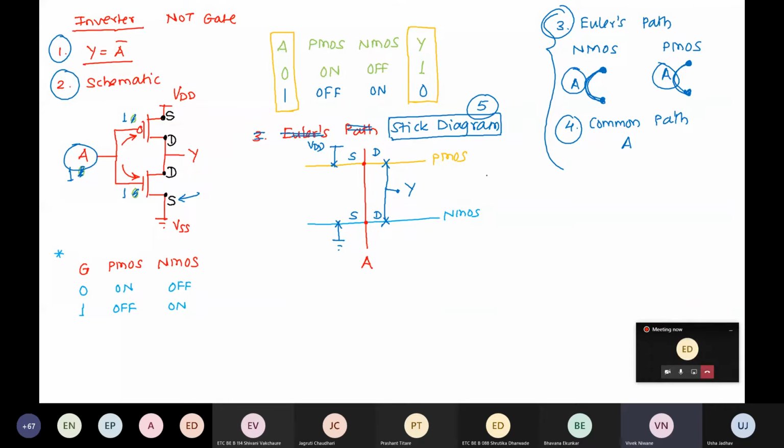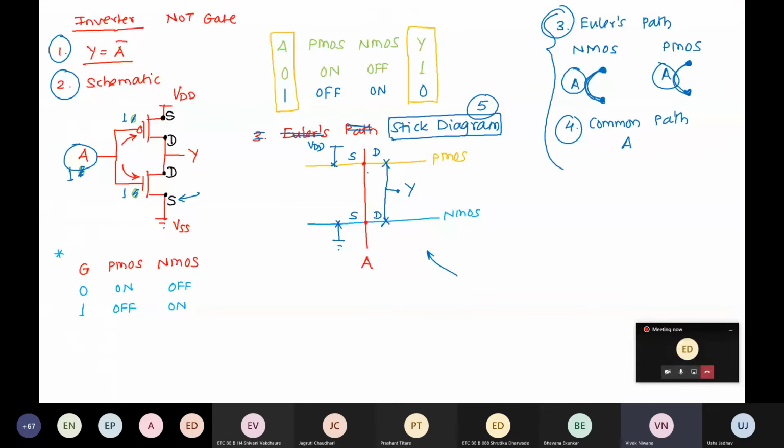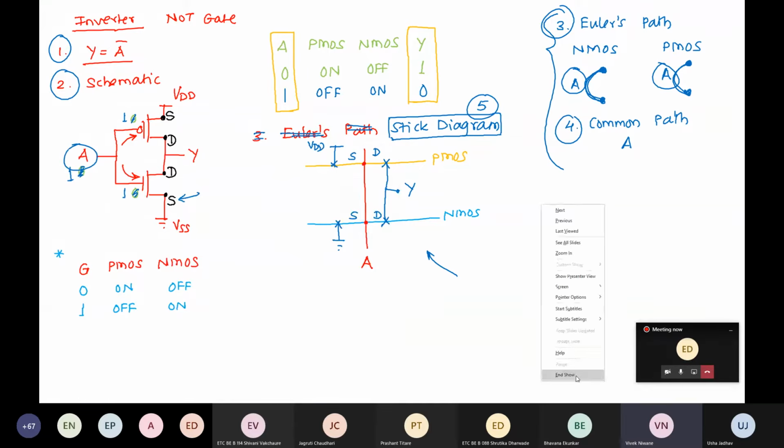But till this stick diagram, did you understand? Yes or no? Yes, sir. Okay, great. One student said yes, that's my success. And the next one is layout. After making the stick diagram, the rest is just drawing the rangoli. We always call it rangoli. Okay, why? You will come to know.